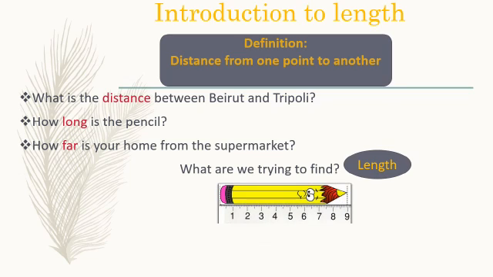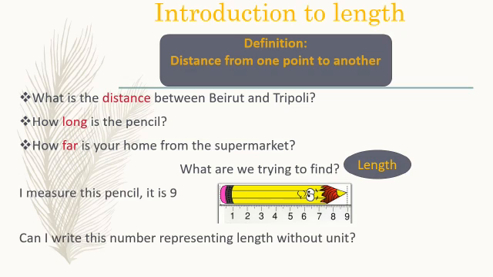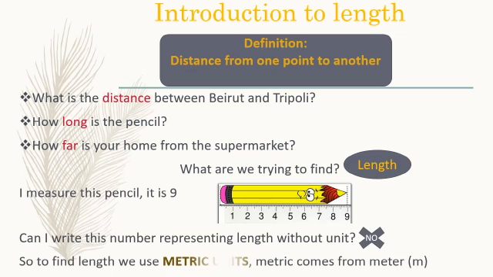We have this pencil. We are going to measure its length. We can see that it is 9. Can I write this number representing length without unit? No, of course. So, to find length, we use metric units. Metric comes from meter. So, the length of the pencil is 9 centimeter.